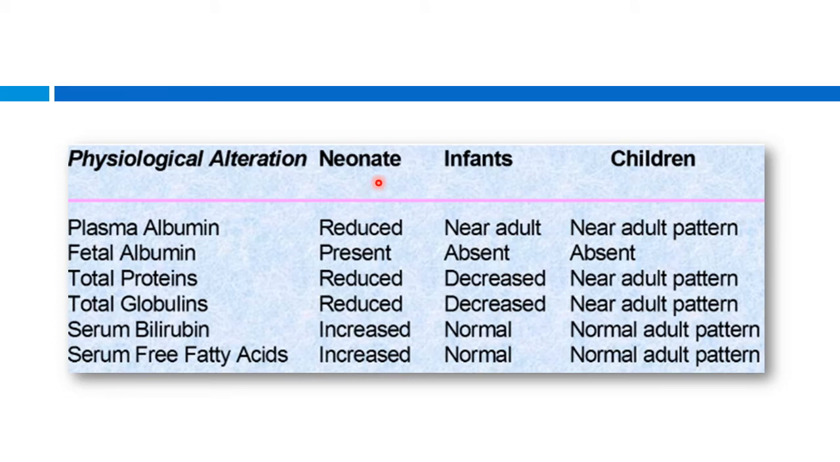So looking at the comparison between neonatal patients, infants, and children, looking at plasma albumin, you'll see this is going to be reduced most of the time, and then by the time they get older, it's going to be much closer to adult patterns. And just in general, you're going to find they have decreased or reduced total proteins here.